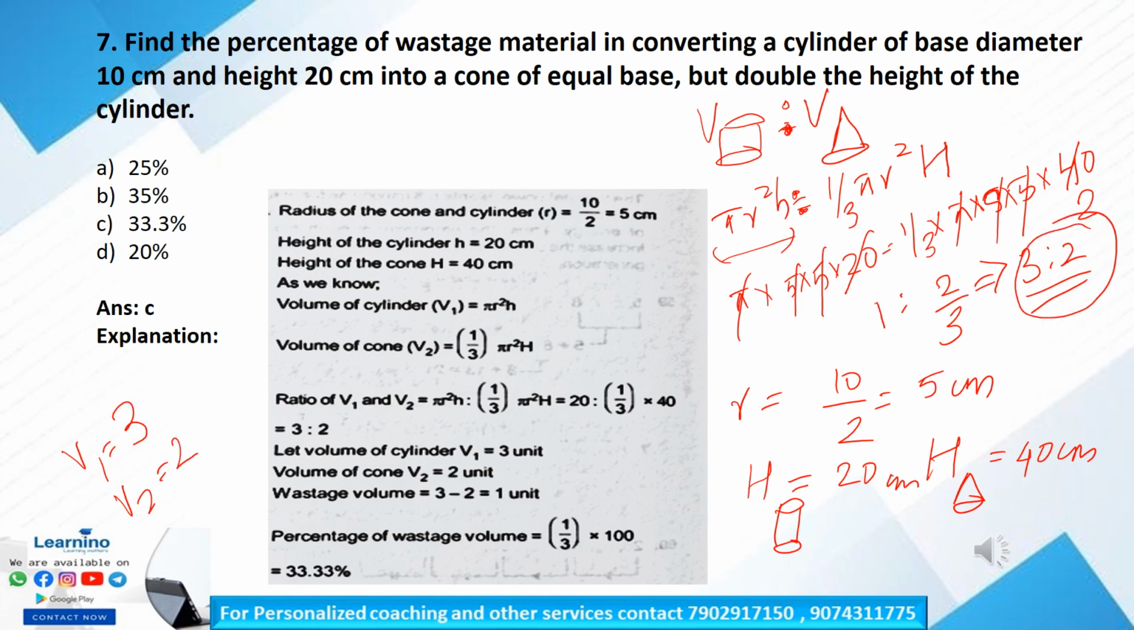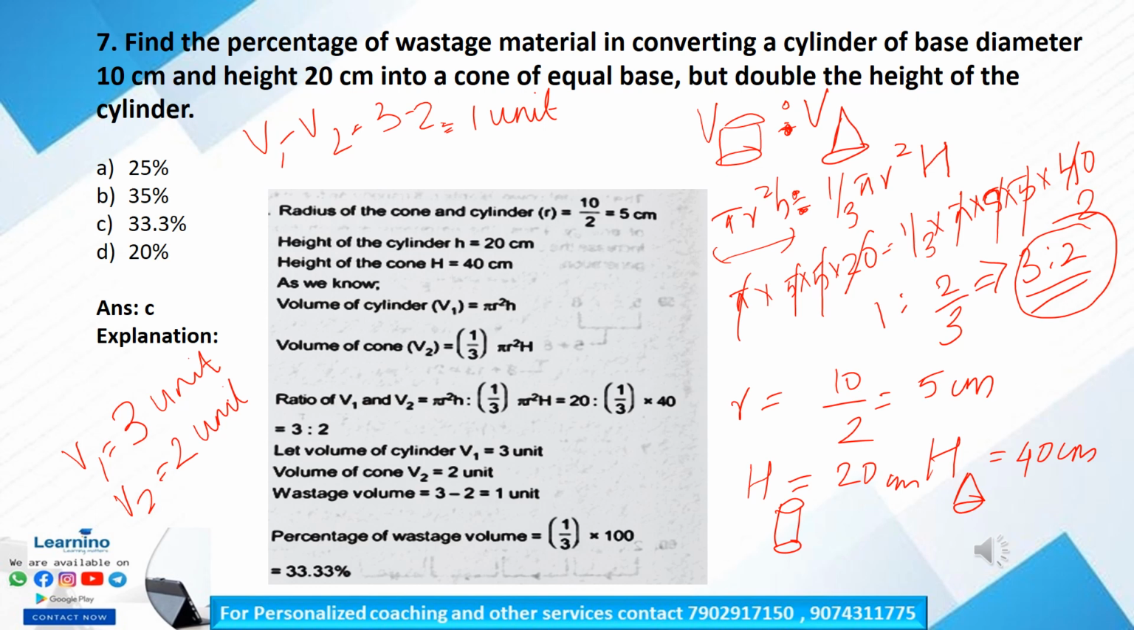Okay, so the ratio of the volume of the cylinder to the volume of the cone, we have obtained as 3 is to 2. So the volume of the cylinder V1 is 3 units and the volume of the cone is 2 units. What is the difference? The difference is V1 minus V2, that is 3 minus 2, equal to 1 unit, which is the wastage. The difference between the two volumes is the wastage.